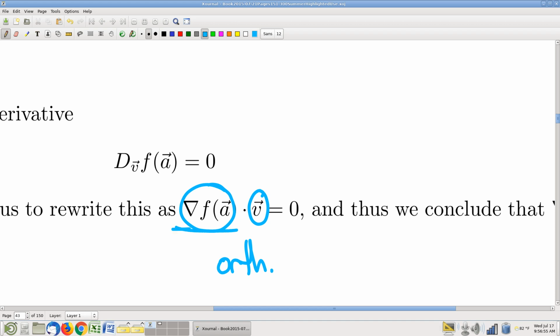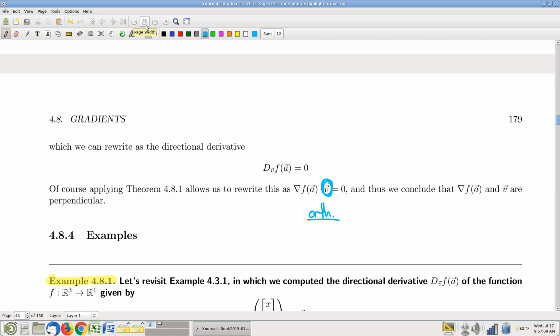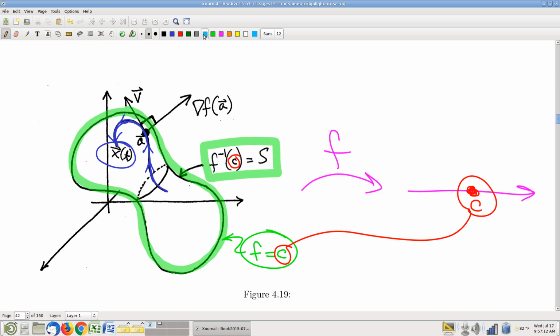You see, the gradient is, as long as it's not 0, perpendicular to every tangent vector to the surface. Let me go back up to the picture. That velocity vector, being a velocity vector of a curve that's entirely in the surface, is tangent to the surface. So this means that our gradient vector, this thing that we're trying to understand, is always perpendicular to every tangent vector, and therefore it's perpendicular to the surface.